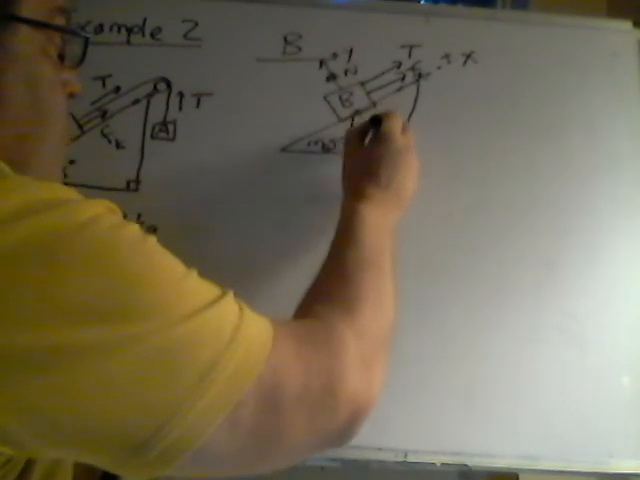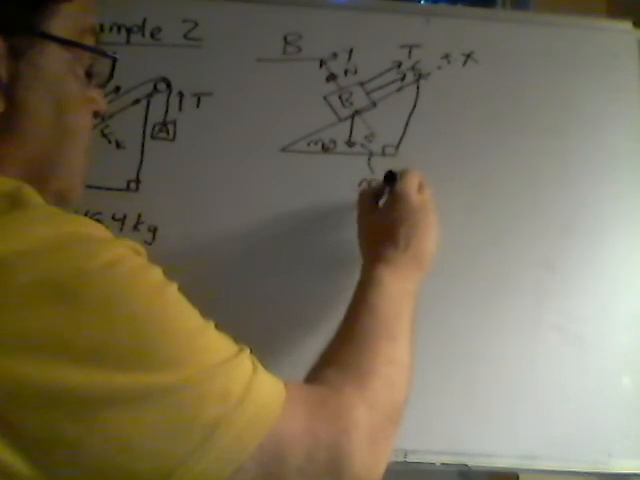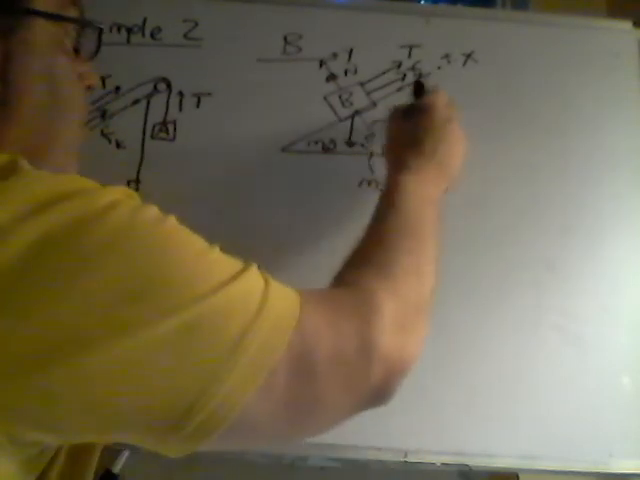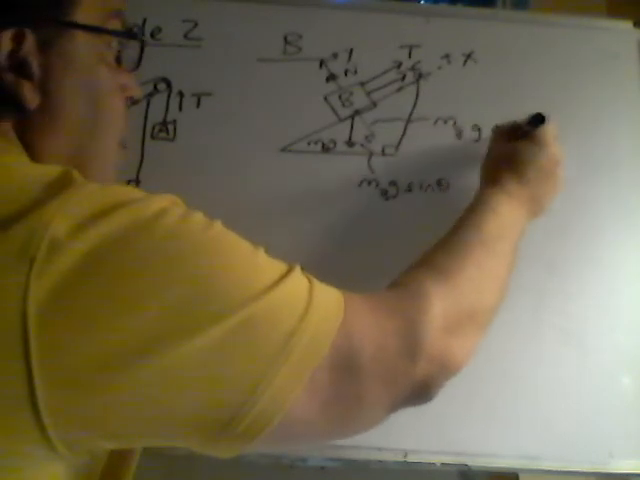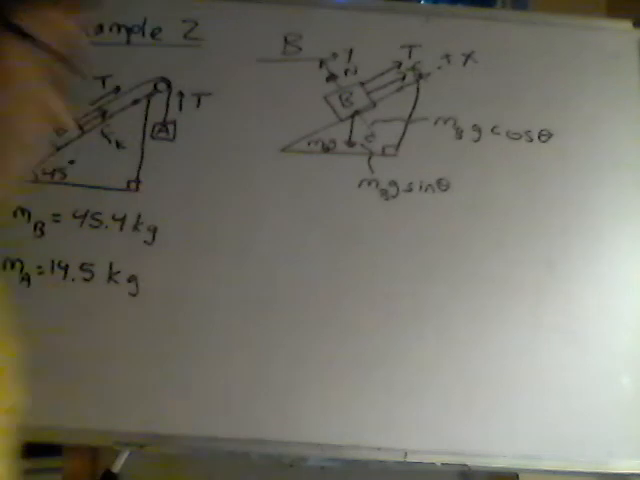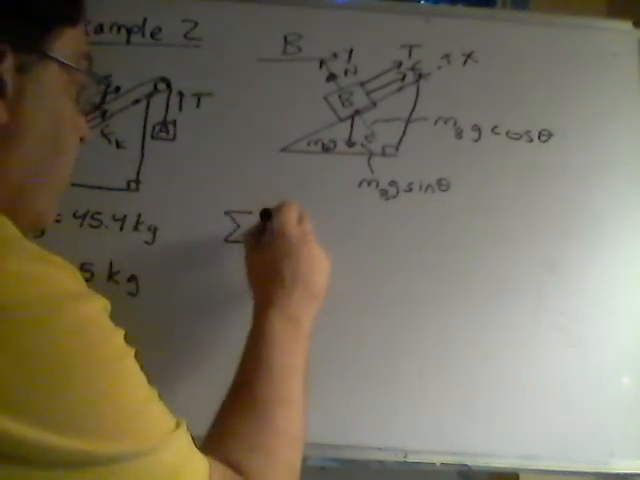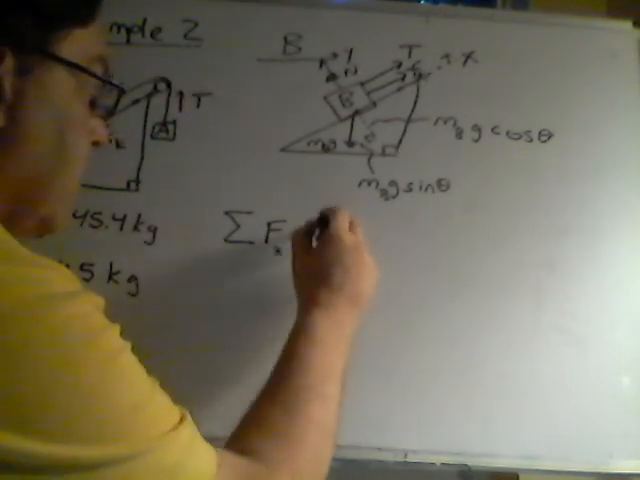And here are my new coordinates. And so again, this would be m sub b g sine of theta. This would be m sub b g cosine of theta. Alrighty. So again, applying Newton's second law. Sum of all forces in the x direction. All right. So what's it going to be? Well, it's going to be tension going along the positive x.